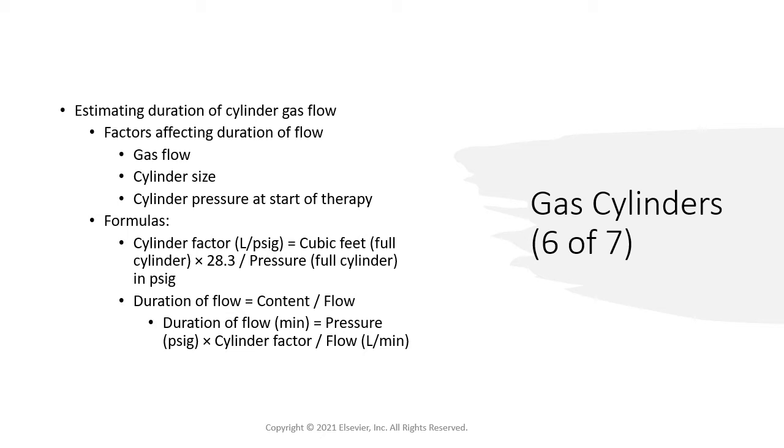Rather than memorizing various cylinder contents and constantly converting metric and English amounts, the user can quickly calculate duration of flow by using a cylinder factor. The two most common cylinder factors that we use are 0.28 for an E tank and 3.14 for an H tank.